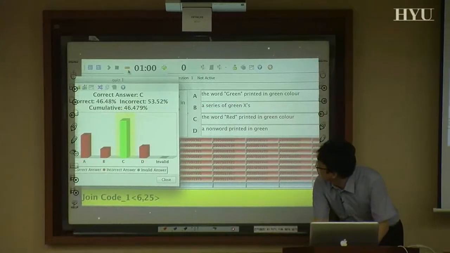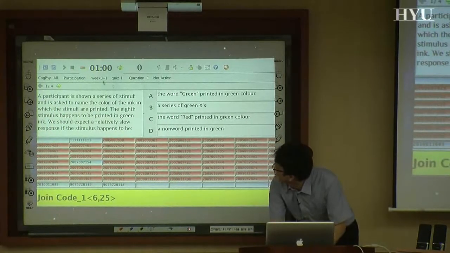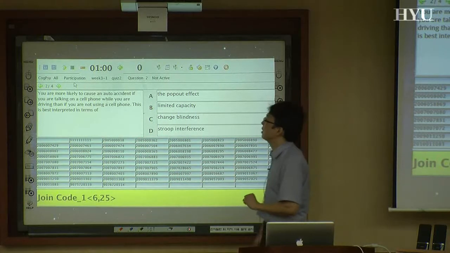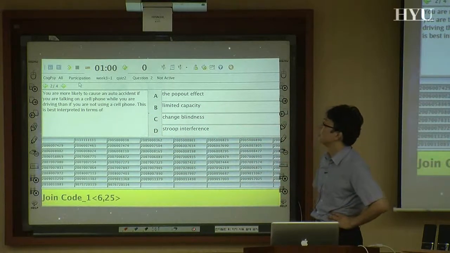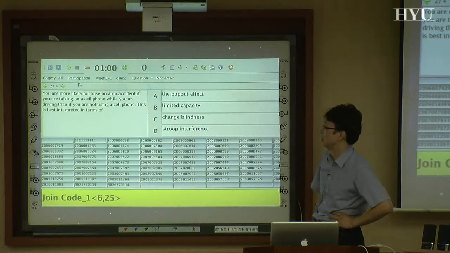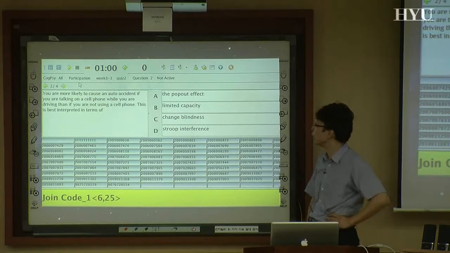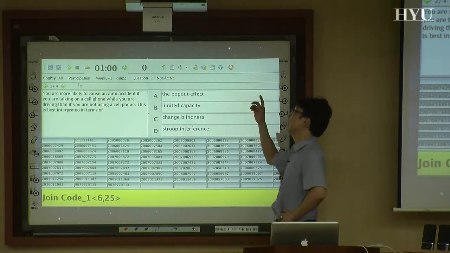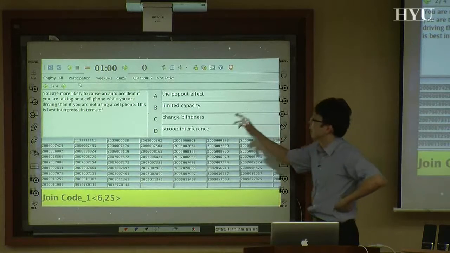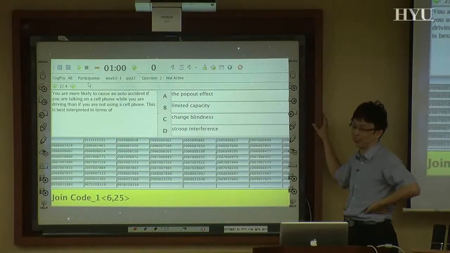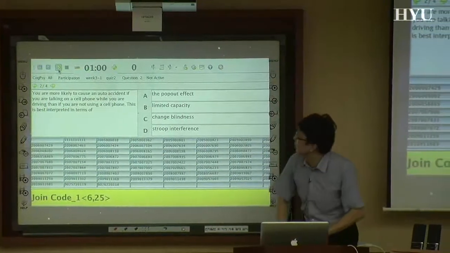Okay. Second question comes up. Okay, the second question is, you are most likely to cause an auto accident, a car accident, if you are talking on a phone while you are driving, compared to when you are not using a mobile phone. This is best interpreted in terms of pop-out effect, limited capacity of our memory or our human resources, change blindness, and Stroop effect. Which one is it? Okay. Let's go, same as before, give it 1 minute.